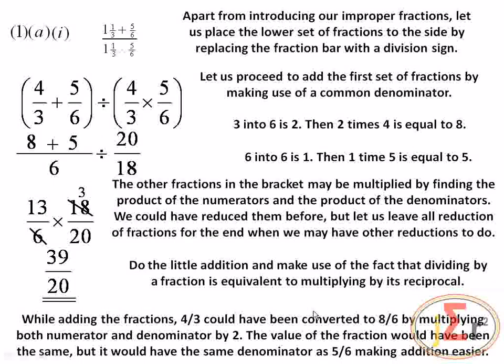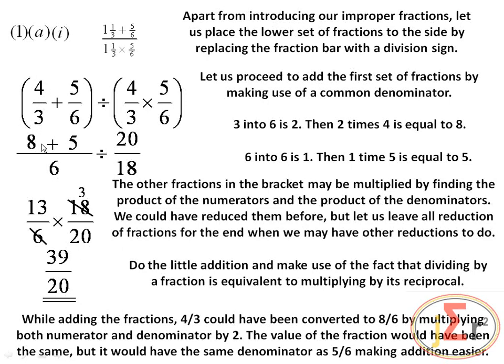While adding the fractions, 4 over 3 could have been converted to 8 over 6 by multiplying both numerator and denominator by 2. The value of the fraction would have been the same, but it would have the same denominator as 5 over 6, making addition easier. So instead of using 4 over 3 here, we multiply by 2 here, 4 2's are 8, multiplied by 2 here, 3 2's are 6. So we'll have 8 over 6.